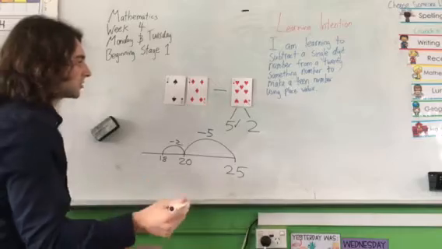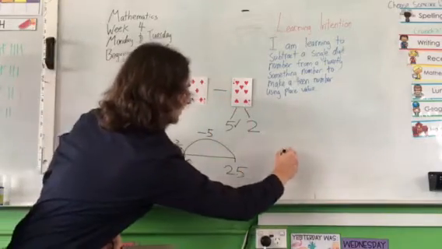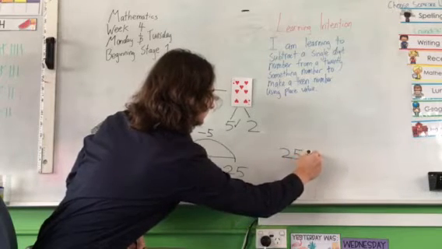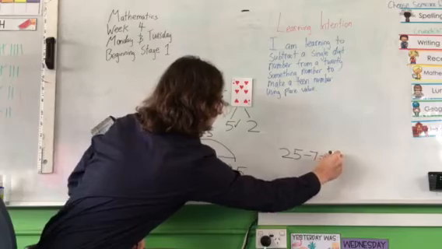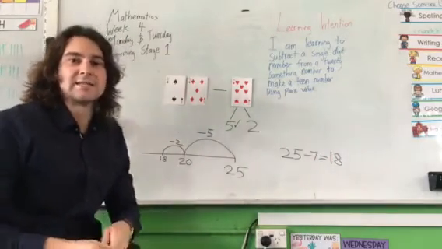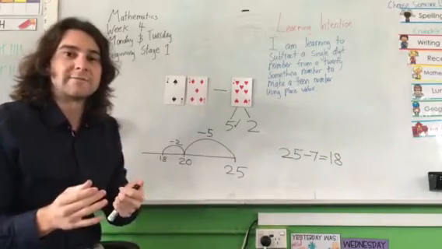So if I was to write 25 minus 7, I'll write it over here. 25 minus 7 equals 18. Guys, this is what we are doing for Monday and Tuesday in week 4.